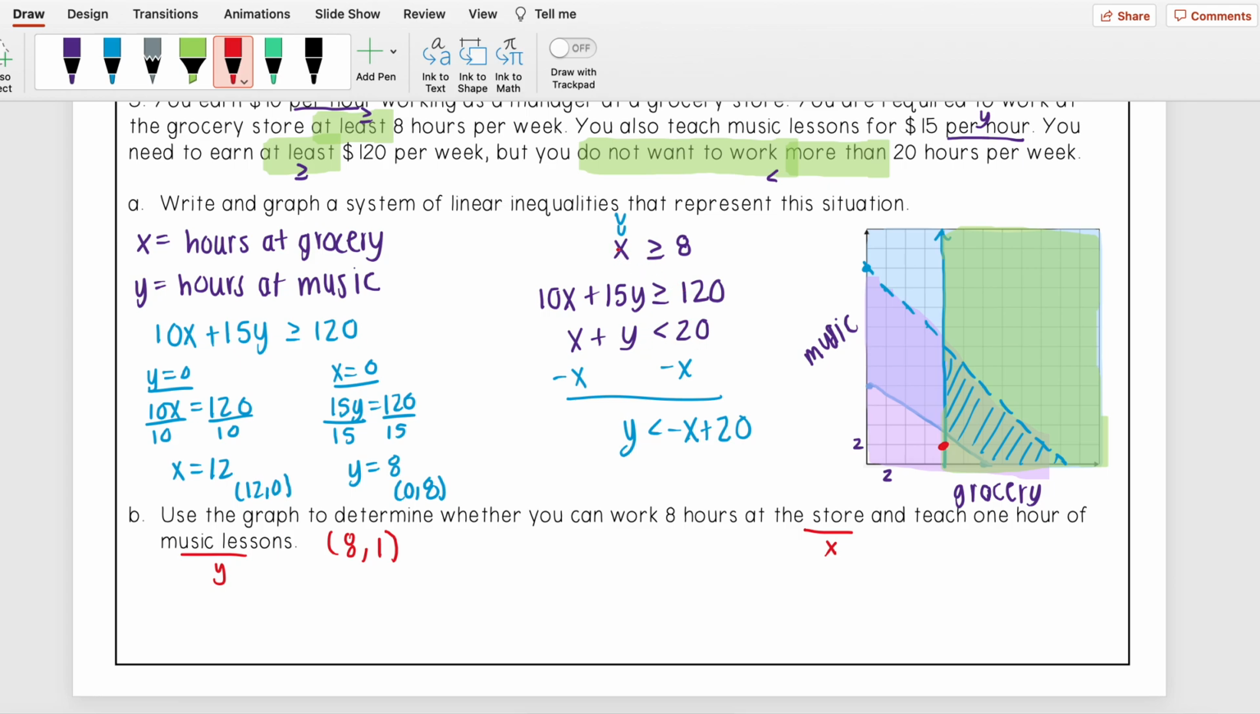And so x is equal to 8, 8 is greater than or equal to 8. That checks out. Let's look at the next one. So I have 10 times 8 plus 15 times 1 is greater than or equal to 120. $95 is greater than or equal to 120. That one does not check out. So the answer here is going to be no.